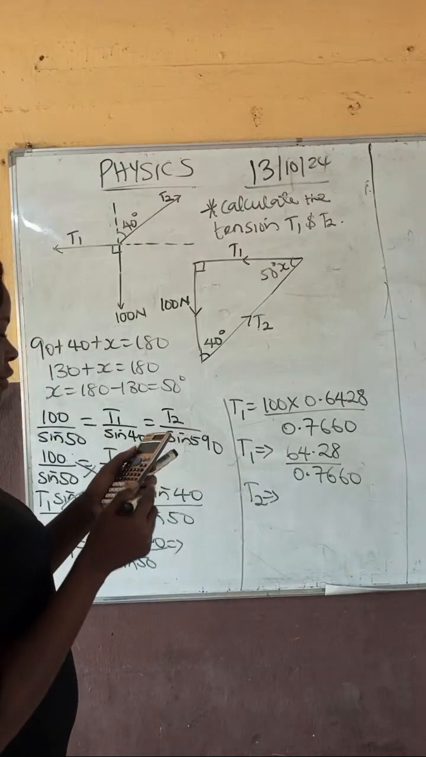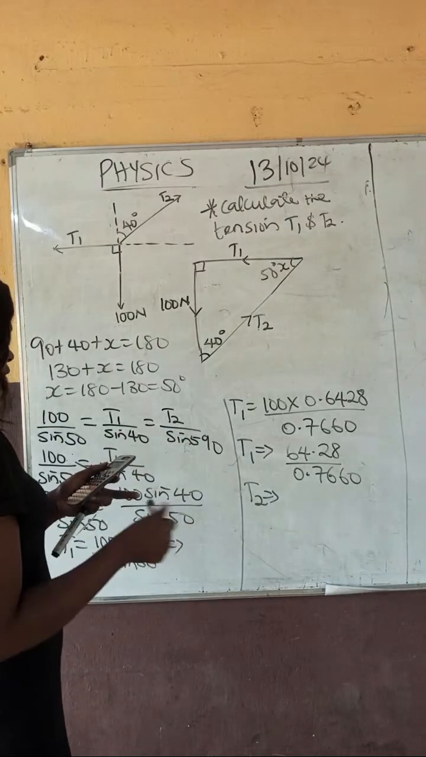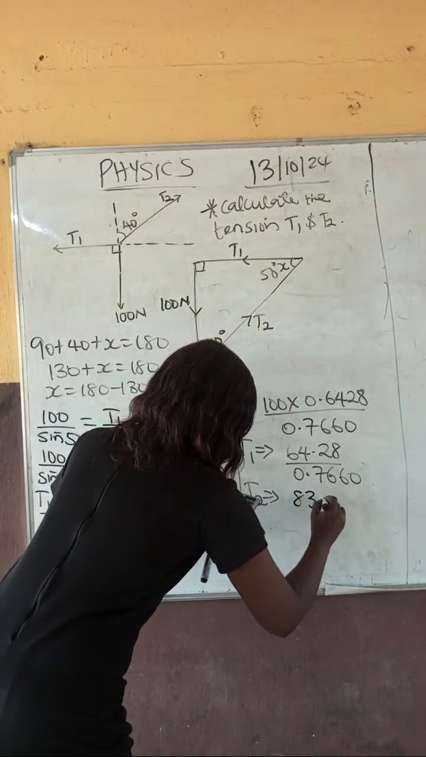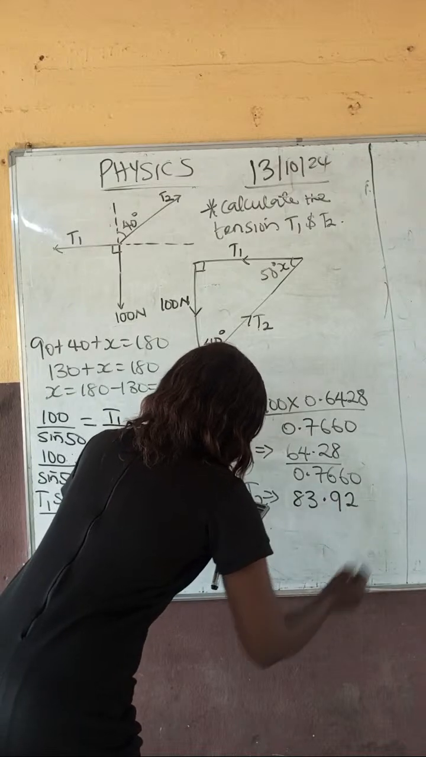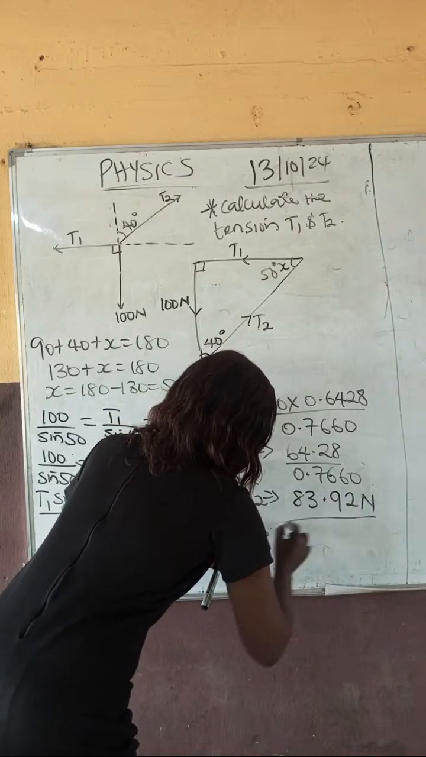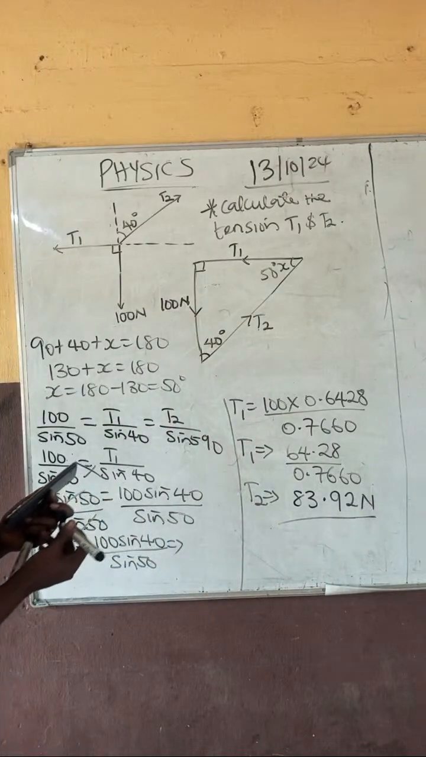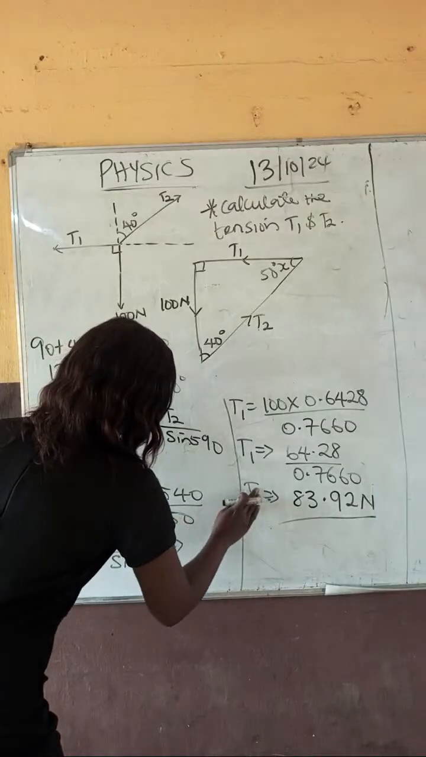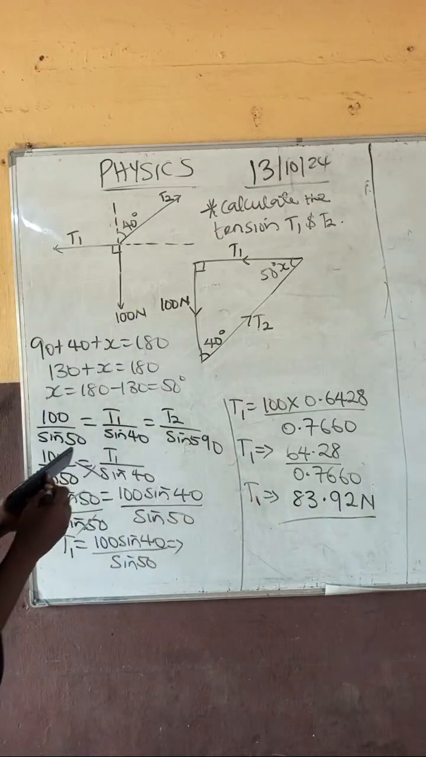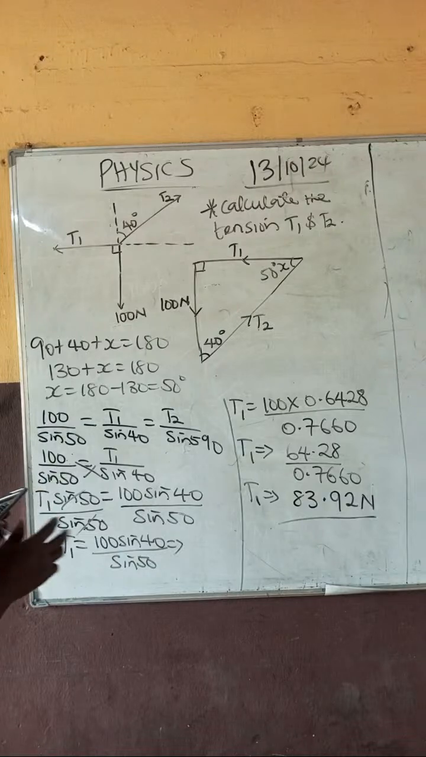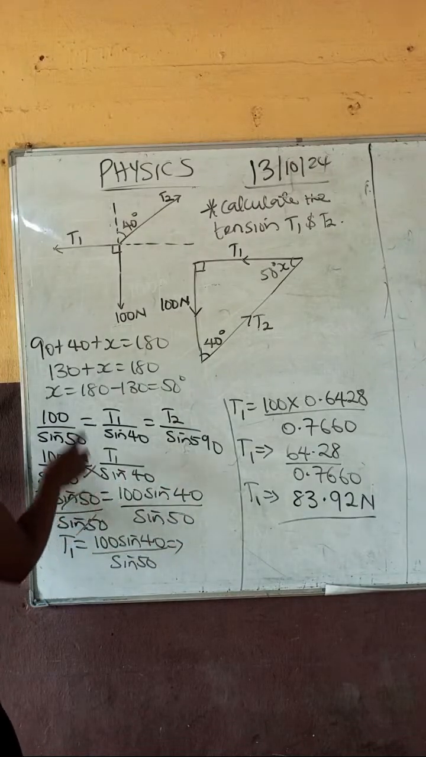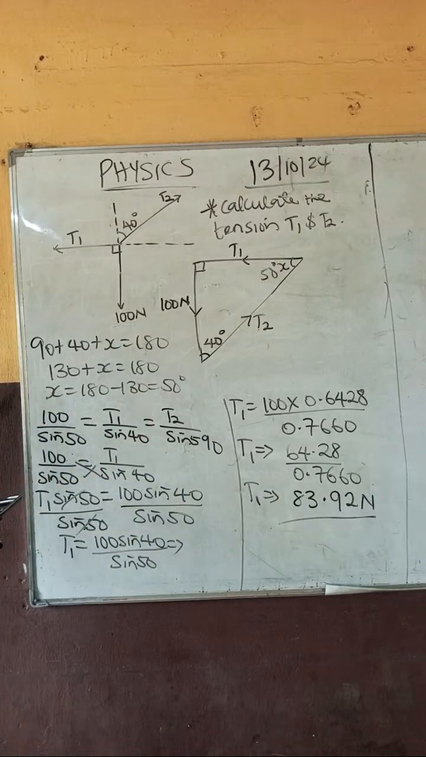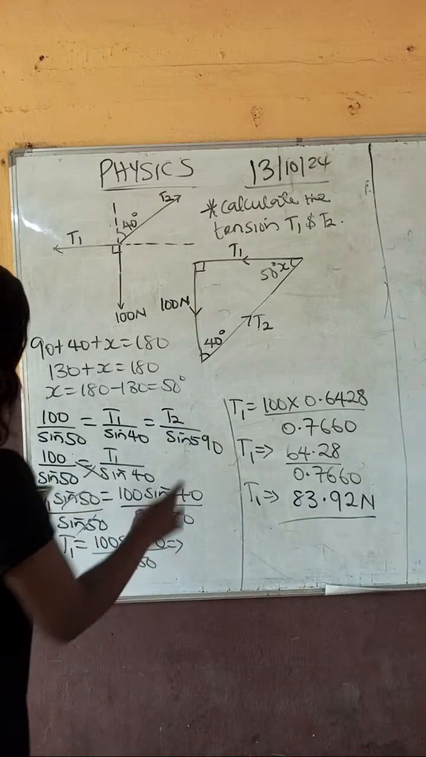So we have 83.92 approximately newtons, right? So we got our T1 to be 83.92 newtons. Now, since we have gotten this, I'm going to equate this one again with T2 to get what the second tension. I hope you understand.